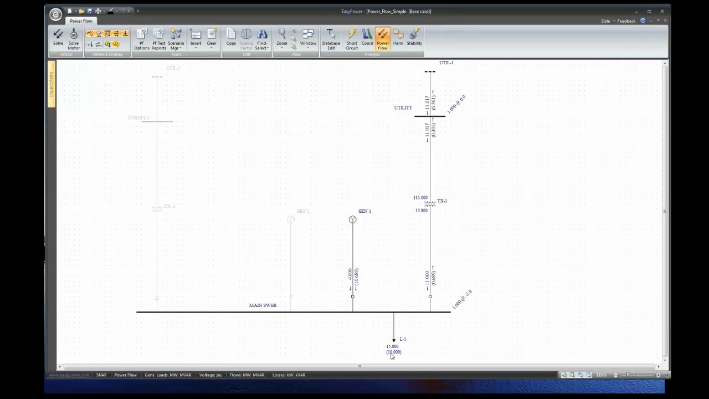So I only have 10 megavars of load. So where are the rest of these megavars going? Well, they're going back out. So why did that happen? Why is this producing so many VARs? It's because of what I told it.